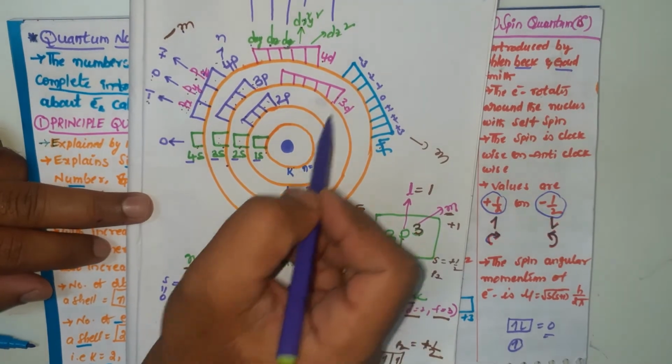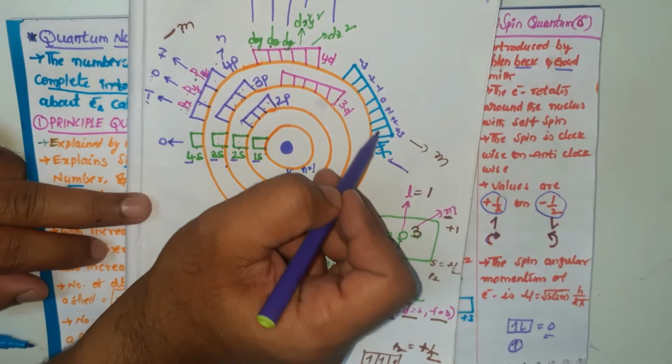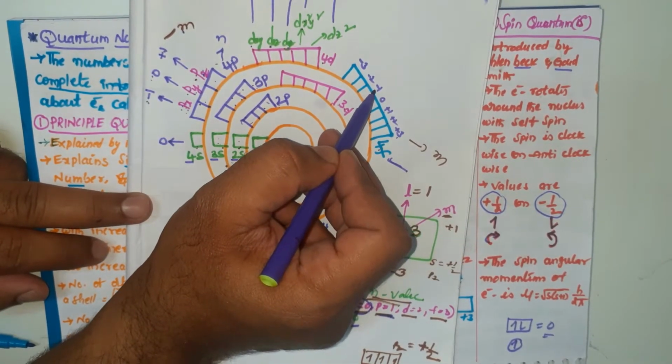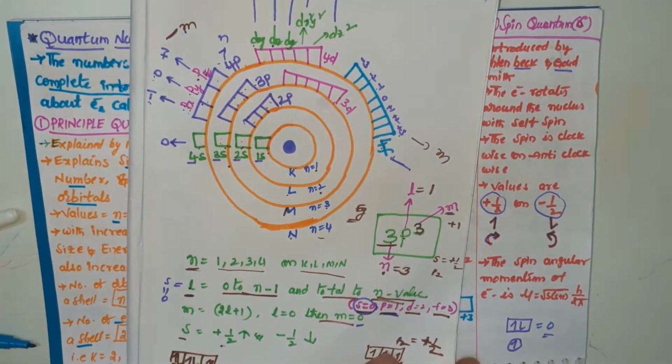And in the fourth shell, what enters? The f orbital enters. These have 7 orbitals. The values are 0, plus 1, plus 2, plus 3, minus 1, minus 2, minus 3. These are the azimuthal and magnetic quantum number values.